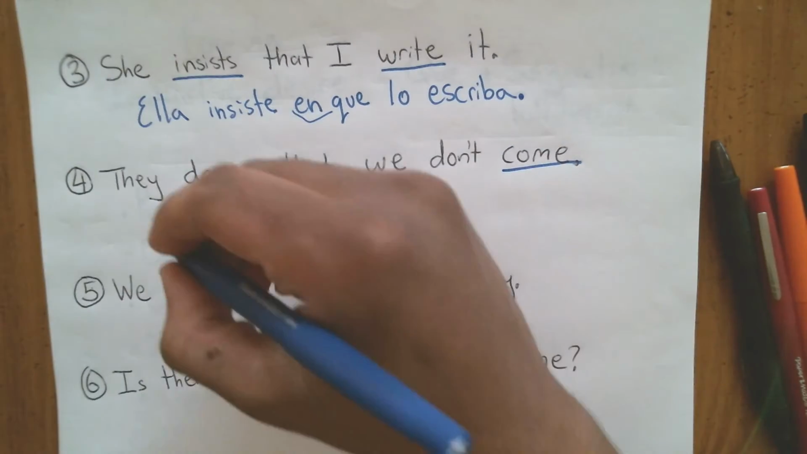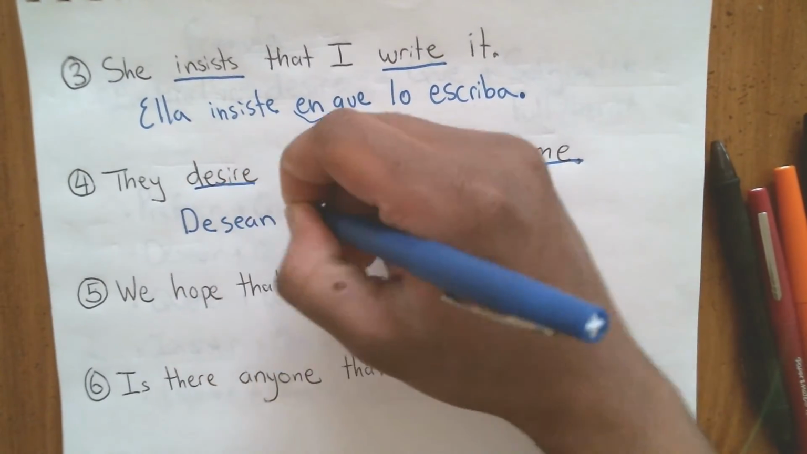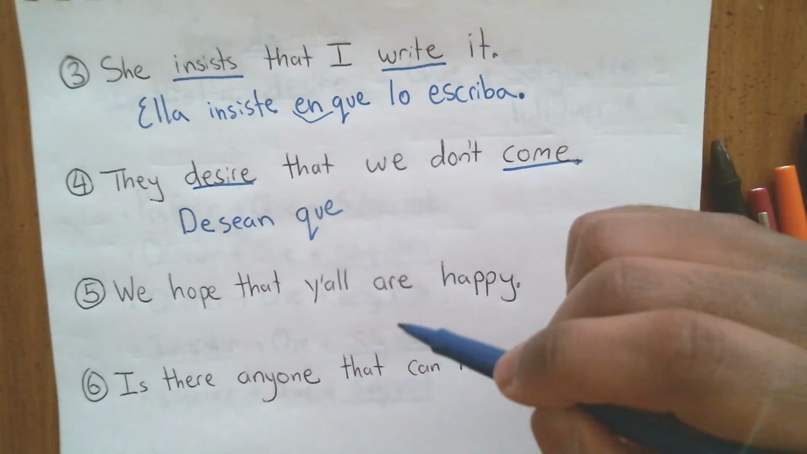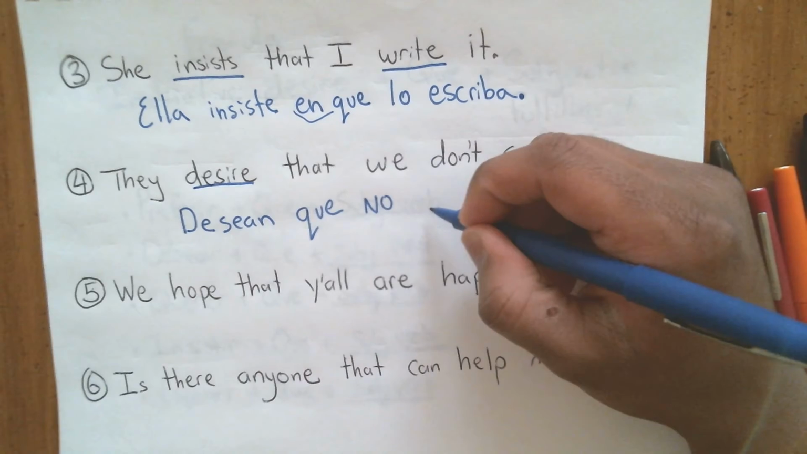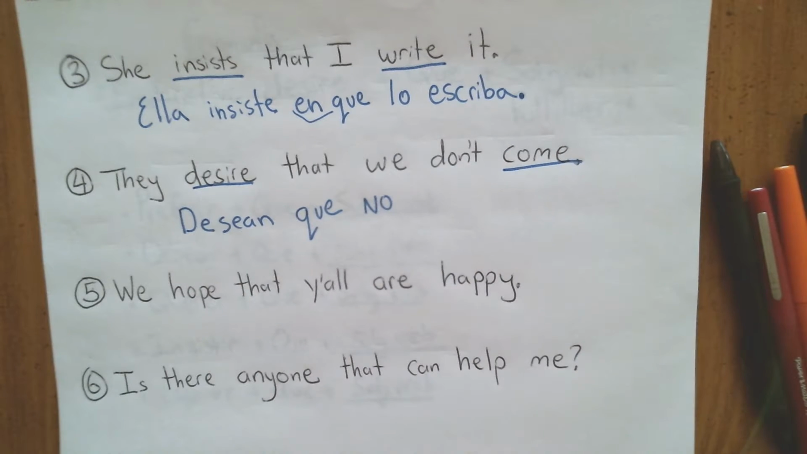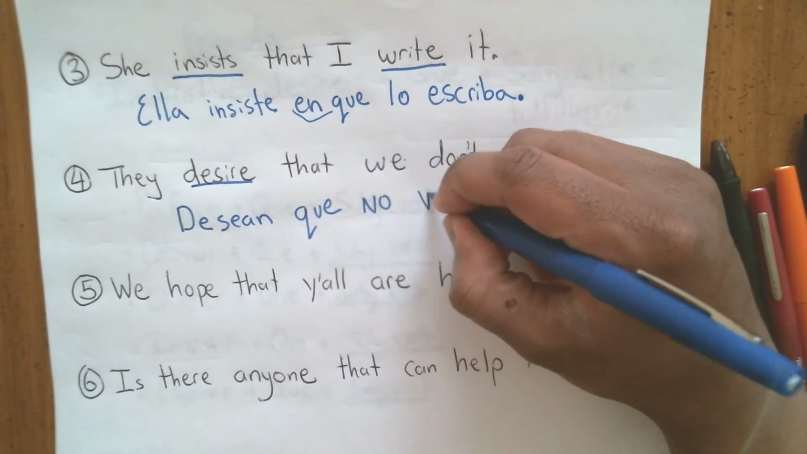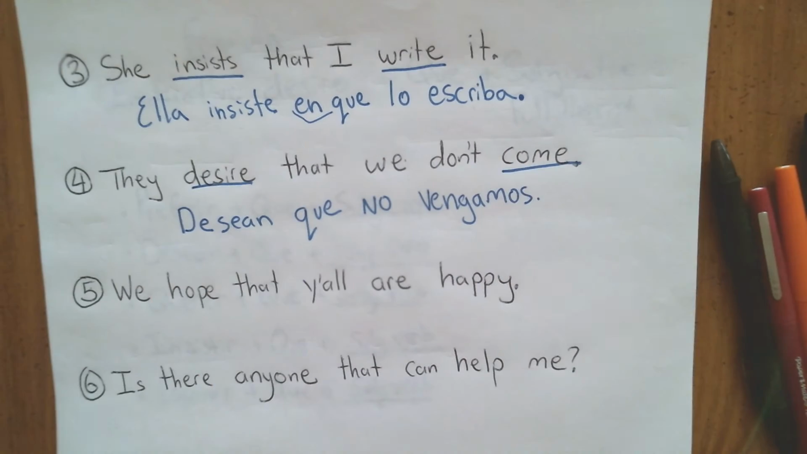You use the verb desear, it would just be desean que, and don't forget your que, because that's how you say that when you're making a statement of desire. Desean que no. Now we have to take the verb to come in Spanish, which is venir, and just put it in the subjunctive we form. Desean que no vengamos. And if you're curious how I'm getting these subjunctive conjugations, that is for another video.